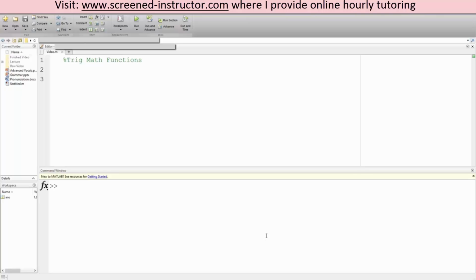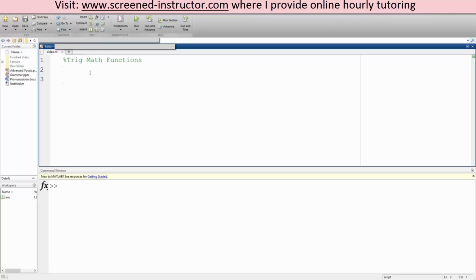Okay, in this tutorial we will go over a few of MATLAB's trig functions. So let's say we want to get sine of pi over 2. We write sine, parentheses, pi divided by 2. We hit run, and we get 1.